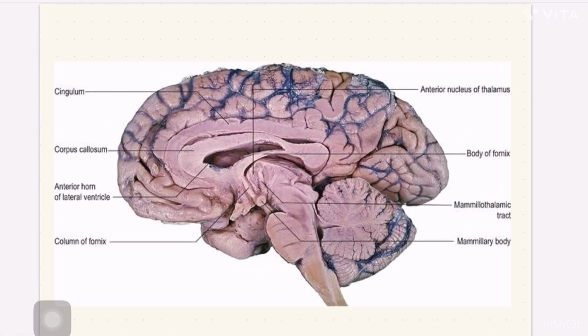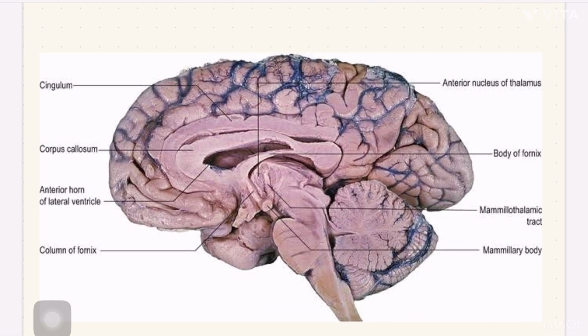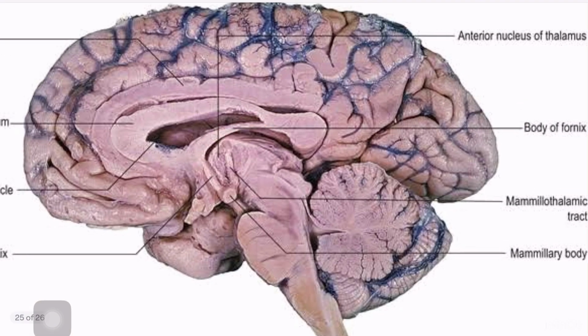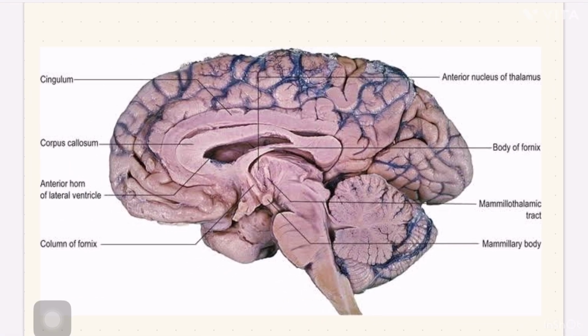Let's just see over here also, it will become a little clearer. See, this is your corpus callosum. Above the corpus callosum comes the cingulum. Next comes over here your fornix, which is the body of the fornix, and then it continues and ends into the mammillary body. Okay? All right. And this one is your thalamus.